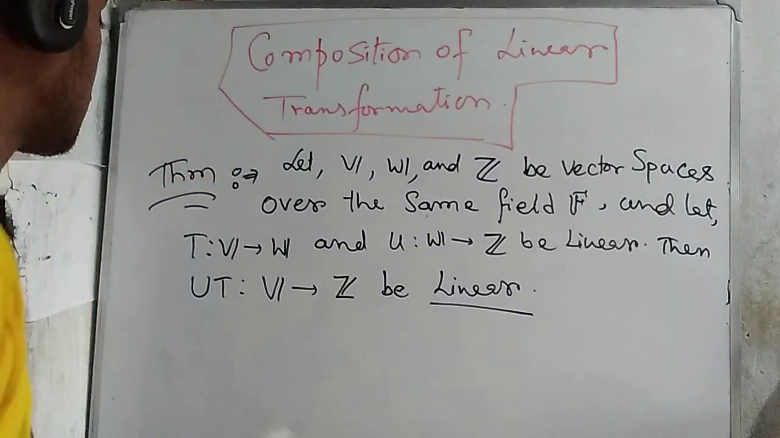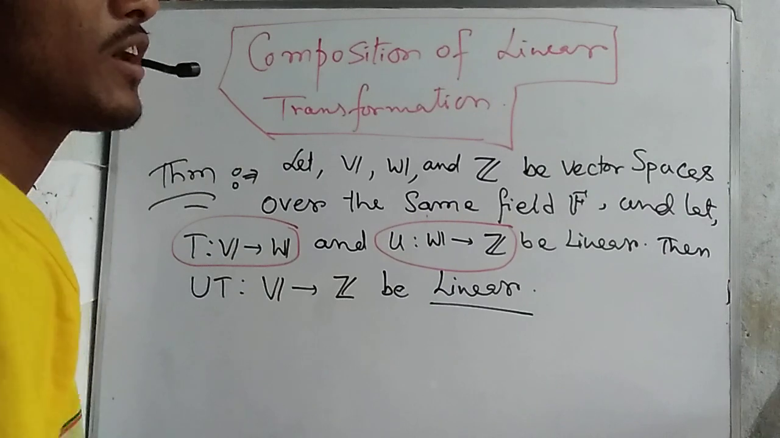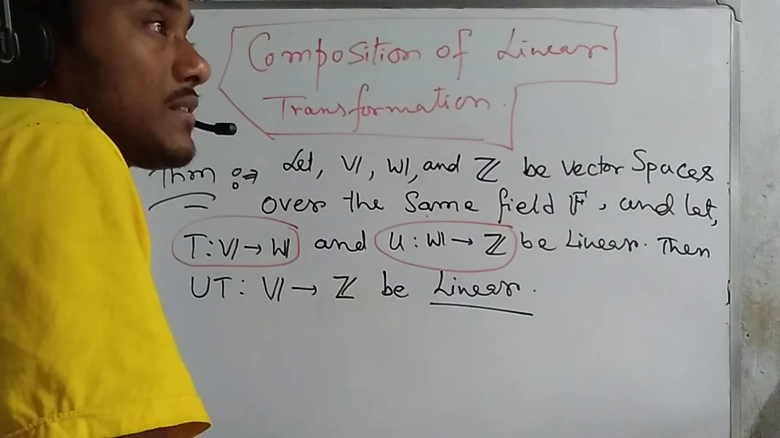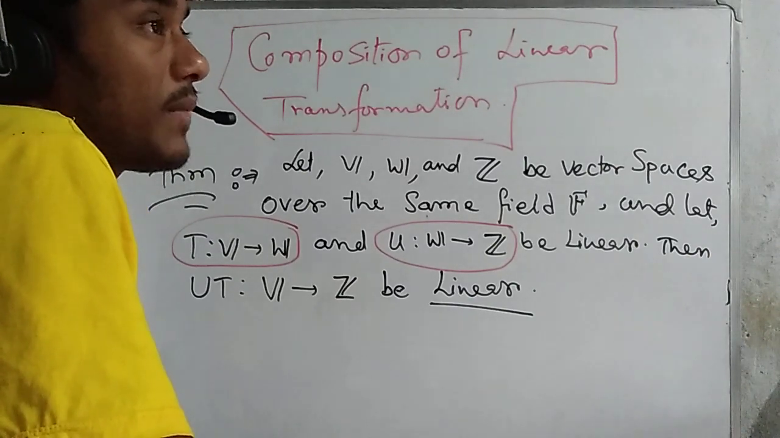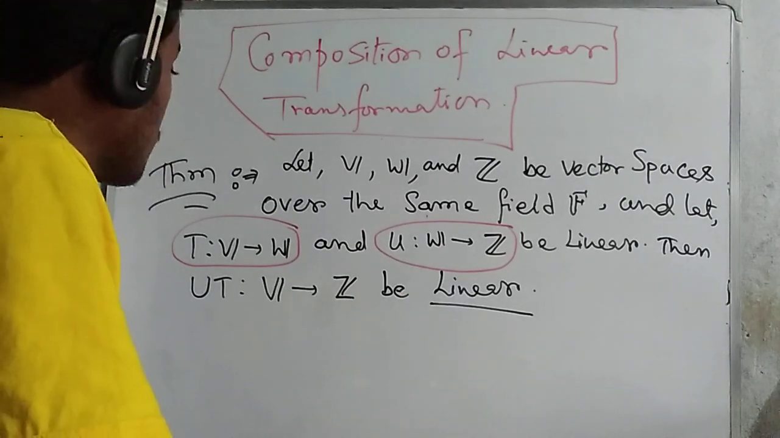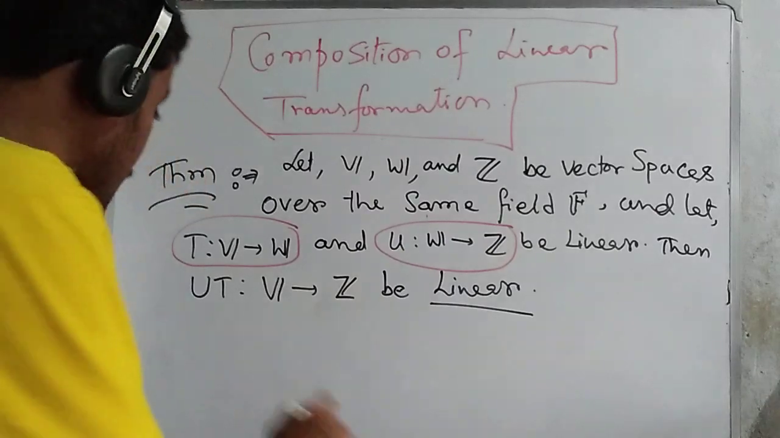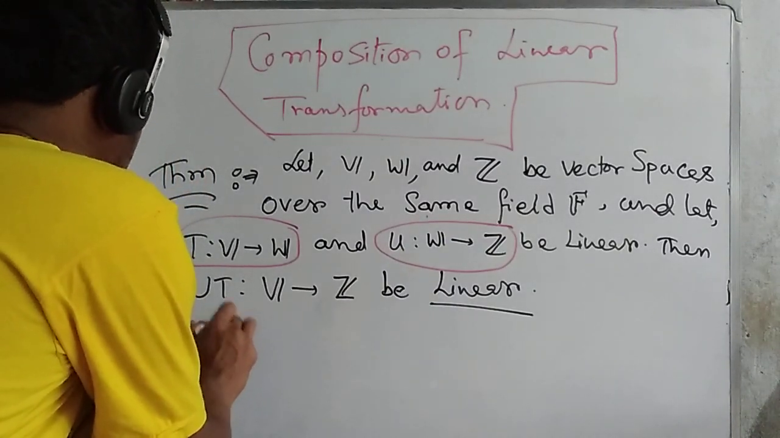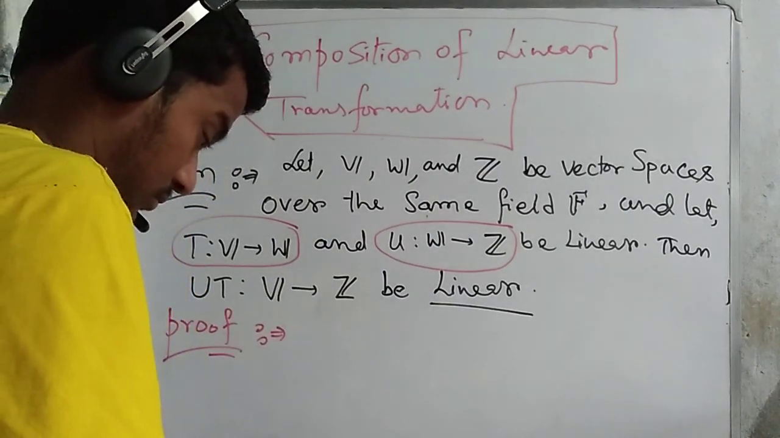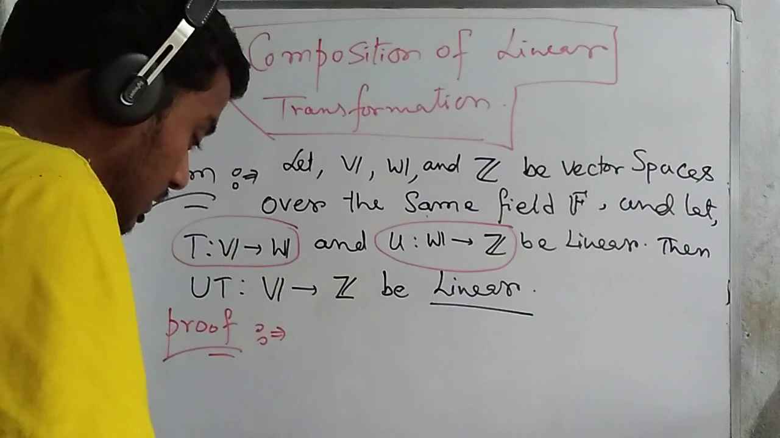I think this one is too easy. Here T and U are linear. We know that linearity means additivity and scalar multiplicativity are satisfied. Okay, and then we also discuss how UT is linear, how this one happens. So also discuss this one. Okay, then we talk about that.